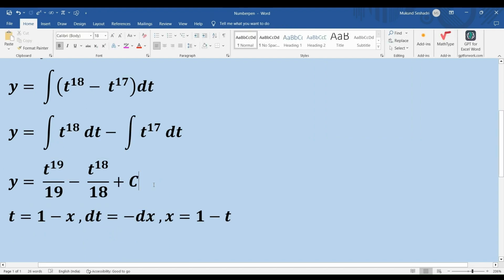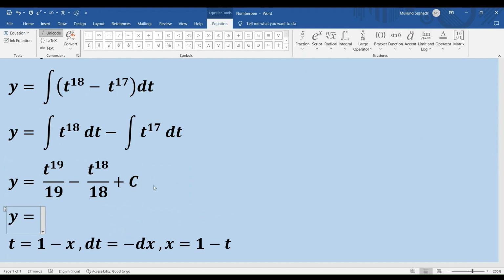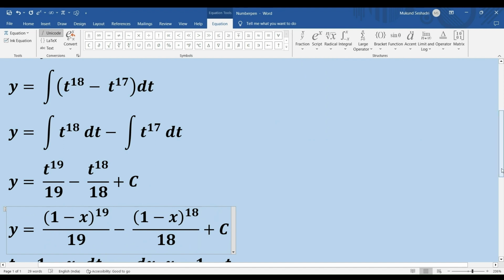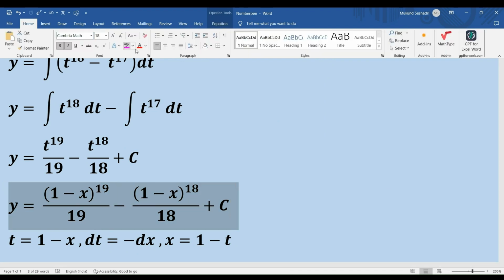Now we have more or less arrived at the answer, except that I have my y in terms of t. I will have to go back to my original substitution. My t is nothing but 1 minus x, right? So when I rewrite everything in terms of x, what do I get? So there we are. My y is equal to (1 minus x) the whole power 19 divided by 19 minus (1 minus x) the whole power 18 divided by 18 plus my arbitrary constant c. Right. So let me highlight my final answer in pink.